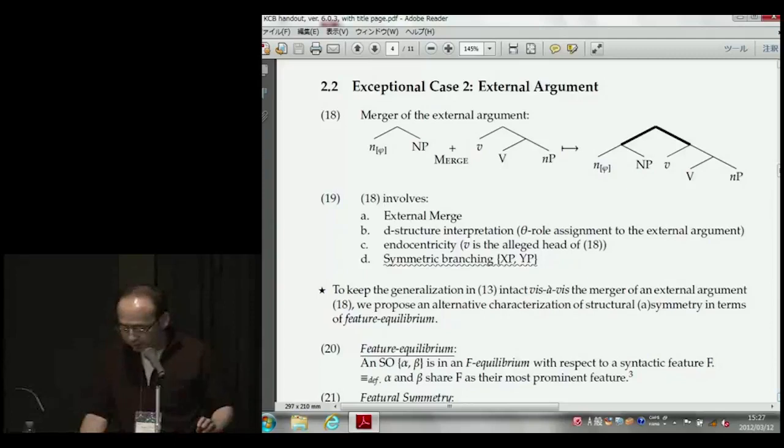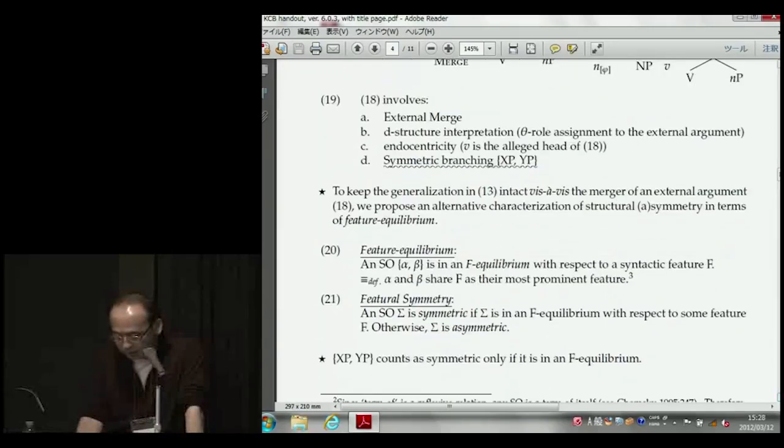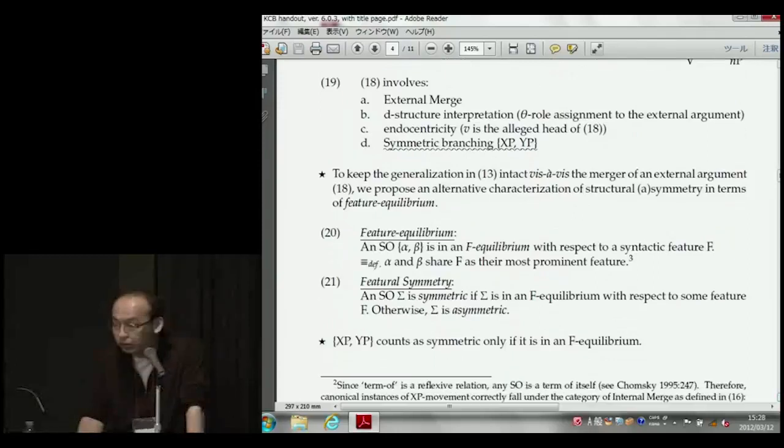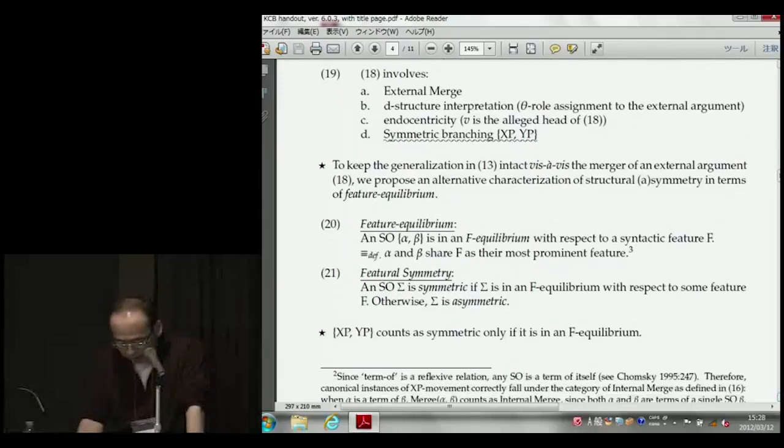As is obvious from 19, in this case, we would rather like to assimilate this exceptional case to the category of asymmetric external merge, with which endocentricity and D-structure semantics are closely associated. Okay, 19, right up there. To keep the generalization in 13 intact vis-a-vis the merger of an external argument 18, we would like to propose an alternative characterization of structural asymmetry, structural symmetry, in terms of features rather than LIs.